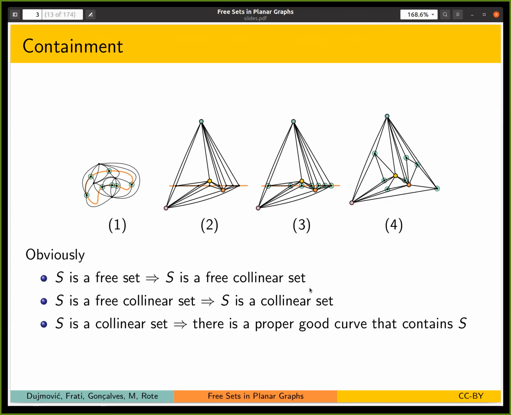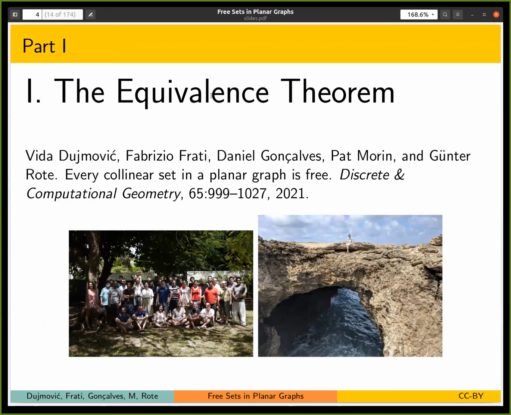Okay. So, any questions from the audience at this point? Okay. So the first part of my talk is about what I'll call the equivalence theorem. It's done with all the co-authors listed on the front page there. And this talk is a little bit of an advertisement for workshops because both parts of the talk came from workshop work. This was a workshop in Barbados a few years ago.